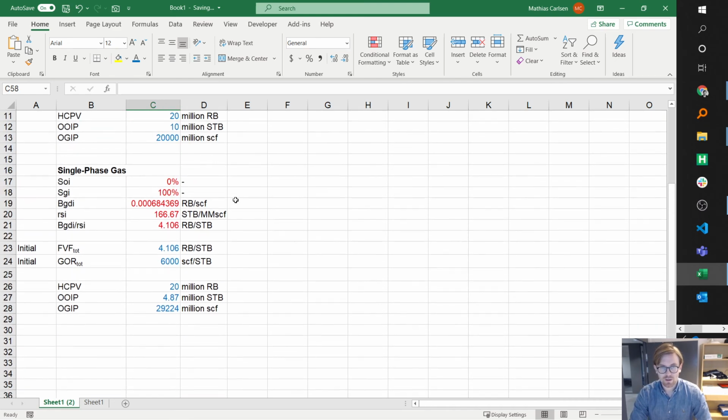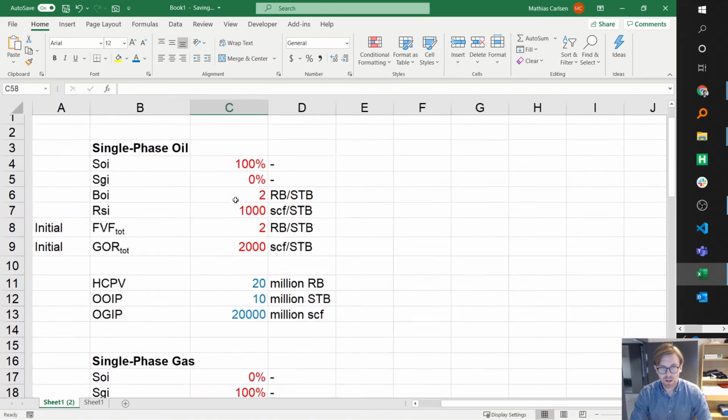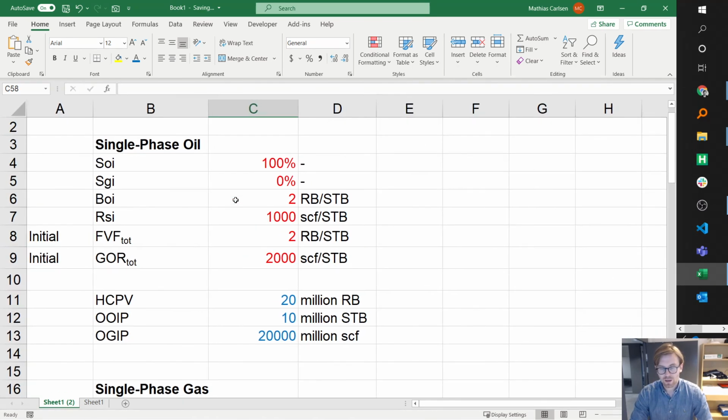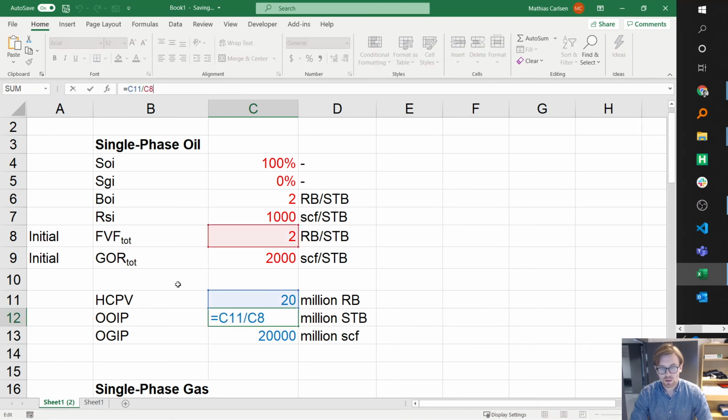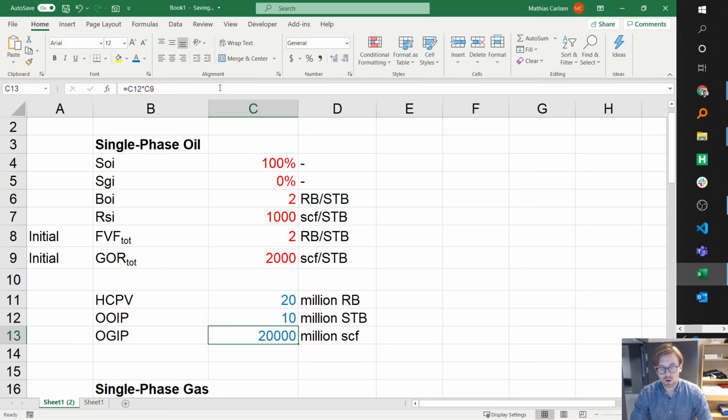And just yet again, just to compare this, if you had a single phase oil case, you would, in theory, if you had those numbers, use exactly the same formula. You would do the original oil in place divided by the formation volume factor total, and you would also just multiply the original oil in place by the GOR, where, okay, this is actually wrong, but where the total formation volume factor is the same as the BO, and the total GOR is just equal to the solution GOR in this case, where we have 100% oil saturation.